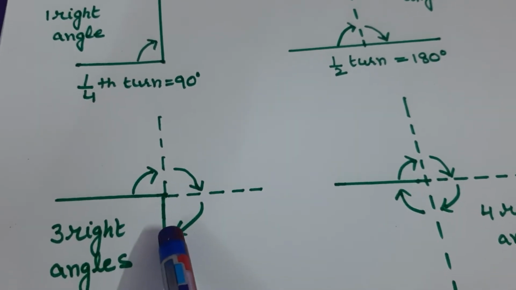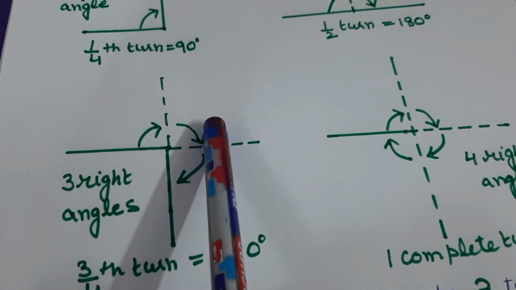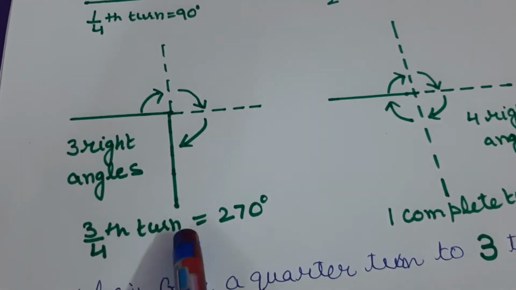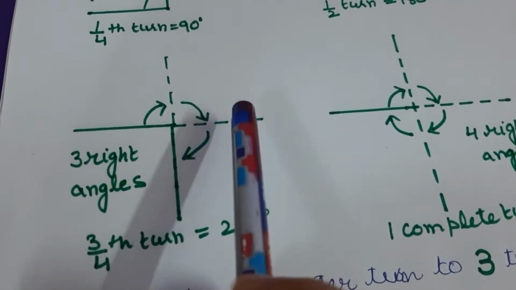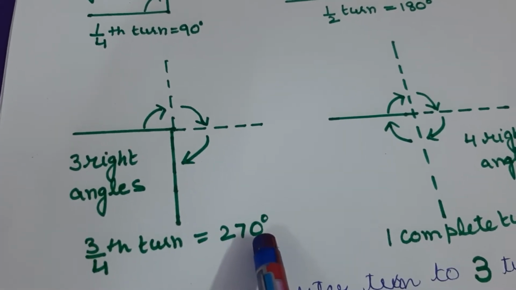Okay, so third turn is if we turn our figure or shape into 3 right angles, 1, 2 and 3. So total turn will be 1/4 plus 1/4 plus 1/4, that is 3/4 turn, and total angle 90 plus 90 plus 90, that is 270 degree.